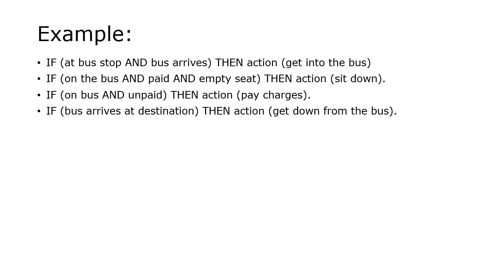So this is an example of production rules. If at the bus stop and the bus arrives, then the action is to get into the bus. If you are on the bus, have paid money, and a seat is empty, then your action will be to sit down on the seat of the bus. If on the bus and unpaid, then the action is pay the charge. If the bus arrives at the destination, then the action will be to get down from the bus.